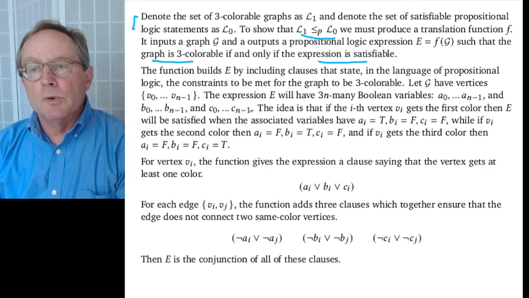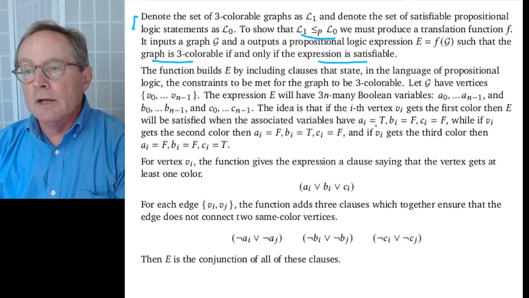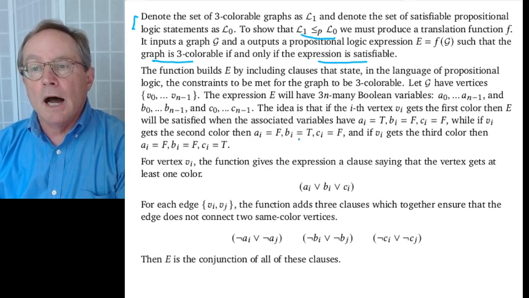The idea of those Boolean variables is, suppose that the vertex I gets the first color. Then we're going to have that AI equals T, and the other two are F. If vertex I gets the second color, then BI equals T, and the other two are F. And if vertex I gets the third color, then CI is T, and the other two are F.